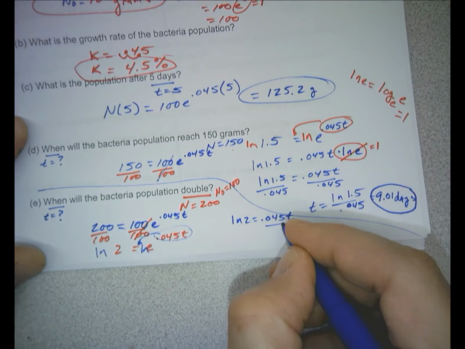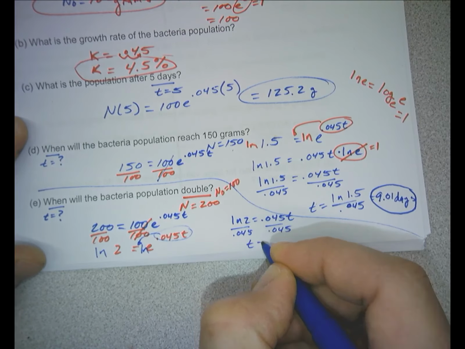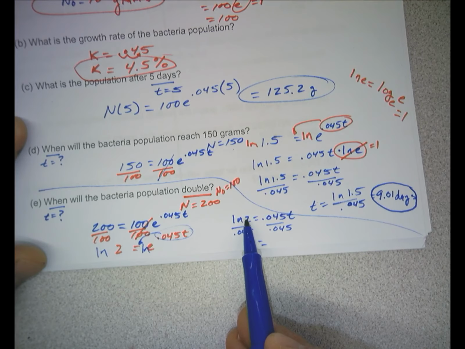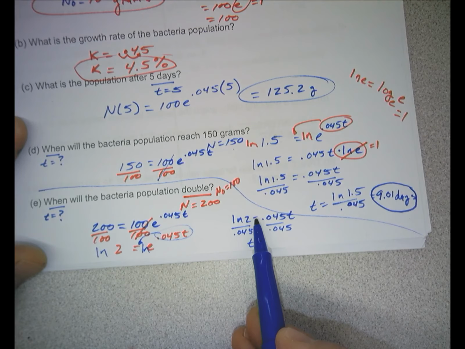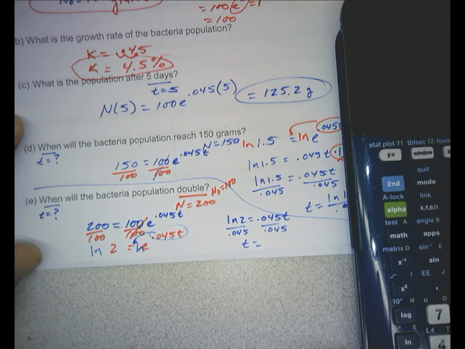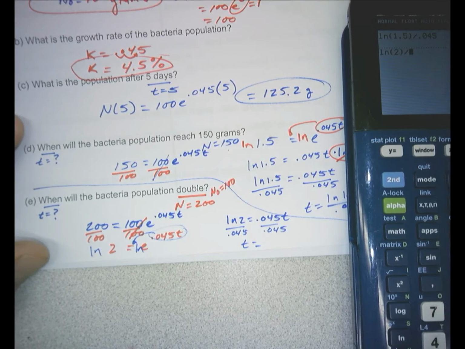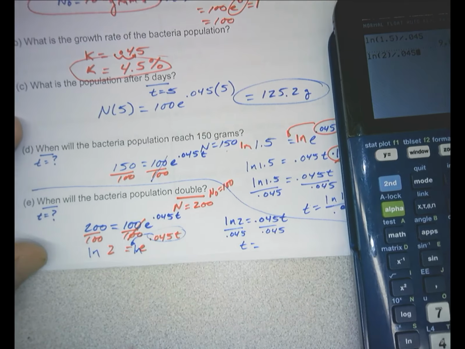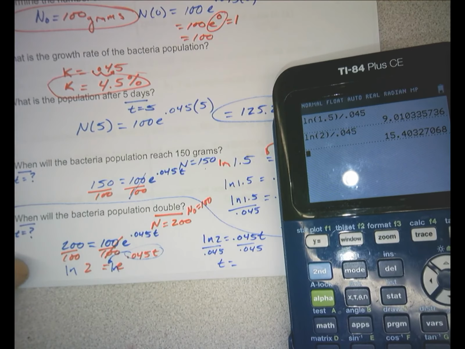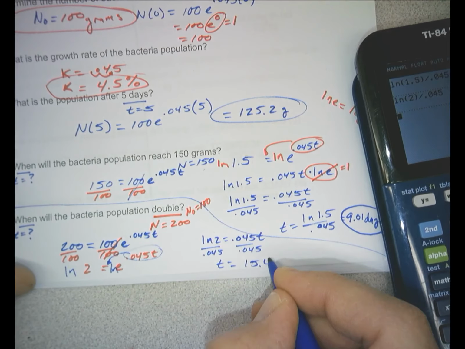Last thing, I would divide, and you'll see that when I punch this in, it's very similar to what I just had. The only difference is instead of natural log of 1.5, I have natural log of 2. If it was triple, it'd be the natural log of 3 divided by your rate. So I'll punch that in real quick. How long does it take? Natural log of 2 divided by 0.045. How long does it take to double? And it takes me about 15.4 days to double. So about 15.4 days.